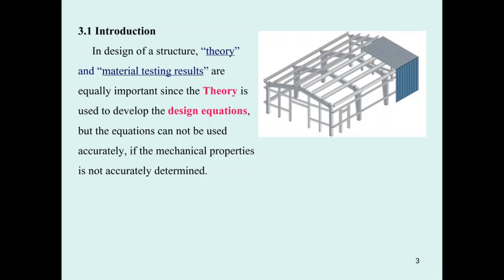Why is the coefficient of variation of steel less than that of concrete? Because steel is produced in a closed factory with good quality control, and concrete is produced by using various materials, so concrete may have more variability in its mechanical properties. Okay, and then we come to the test.